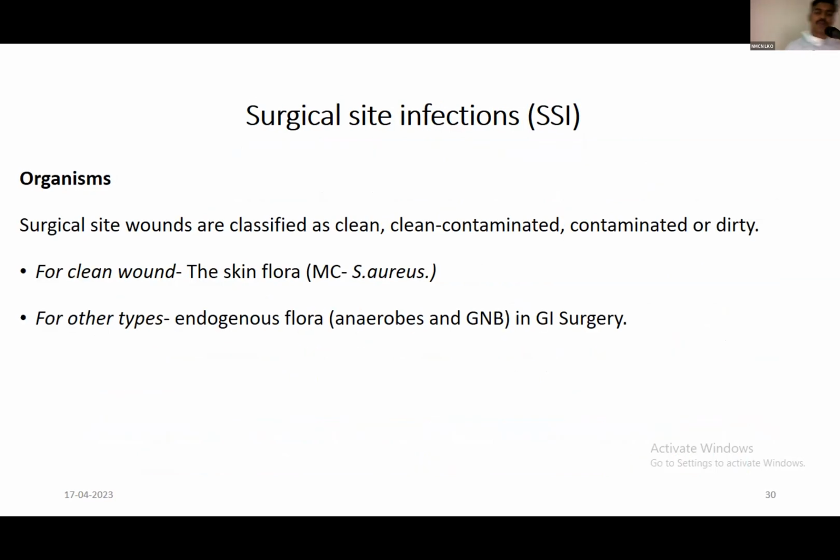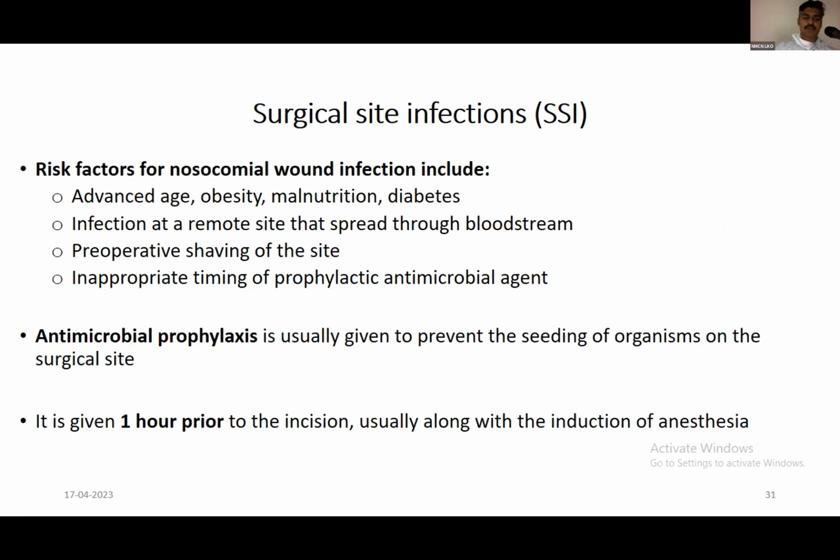Organisms involved in the surgical site infection: surgical site wounds can be classified as clean, contaminated, or dirty. For clean wound, the most common cause is Staph aureus, and for other types, endogenous flora like anaerobes or gram-negative bacilli in gastrointestinal surgeries. So risk factors for surgical site infection are advanced age, obesity, malnutrition, diabetes, infection at remote site that spreads through bloodstream, preoperative shaving of the site, and inappropriate timing of the prophylactic antimicrobial agent.